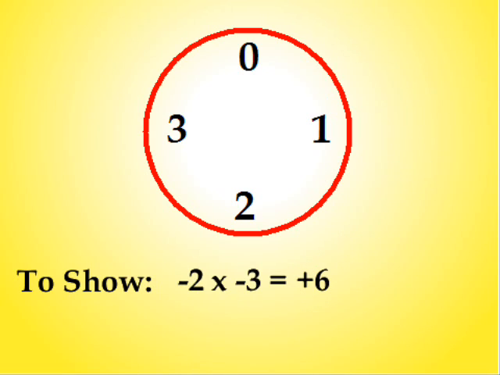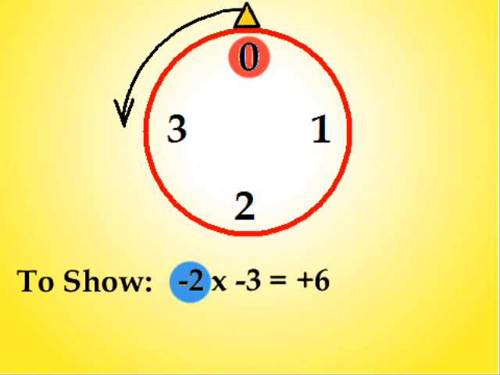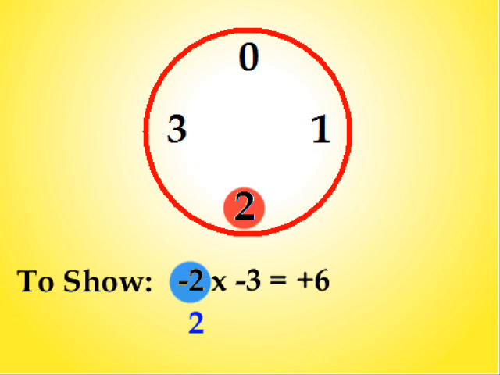This is our final example. We want to show that -2 times -3 equals +6 in a circle which doesn't even have a 6 in it. Our first step is to find -2 in that circle. Beginning at 0, we move in the negative direction 2 steps backwards. 1, 2. And there we are. -2 is a direction to the number 2 in that circle.